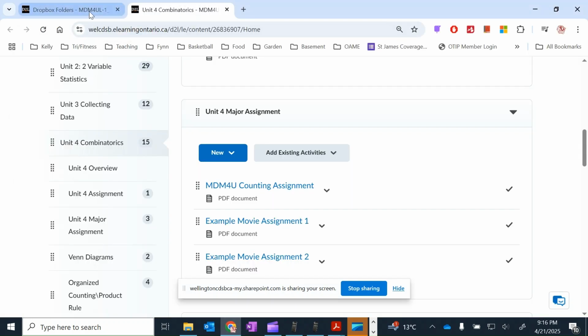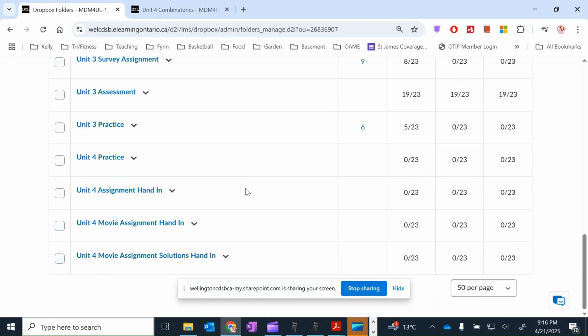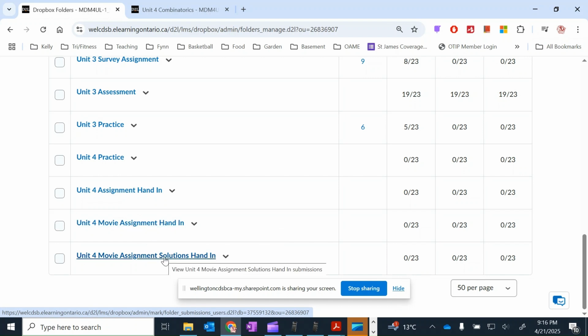And all those are located in the Dropbox. So I have your Unit 4 assignment. That's what I showed you before. Unit 4 movie assignment hand-in. That's where you hand in the slideshow. And then your movie assignment solutions. That's where you're going to put the solutions for the slideshow in there. Okay?